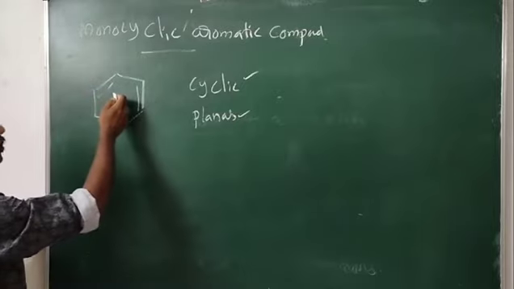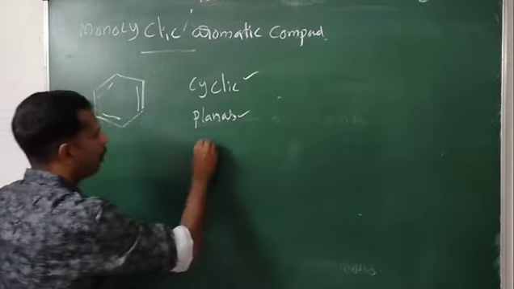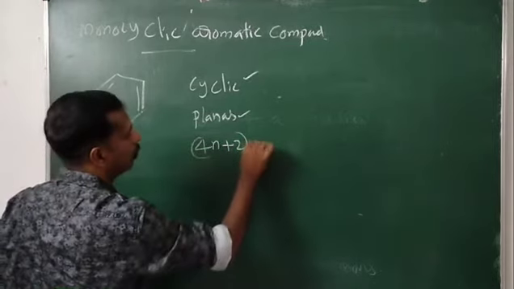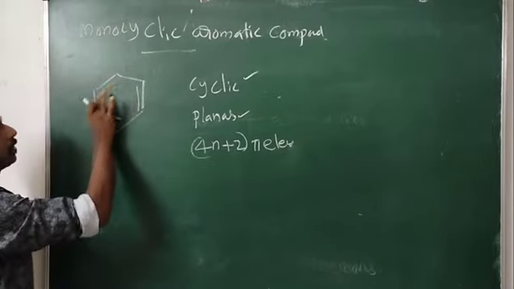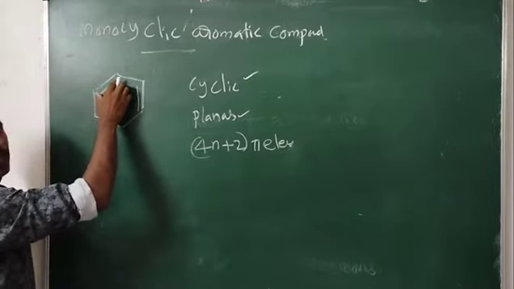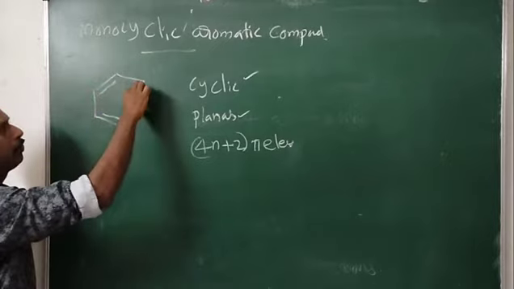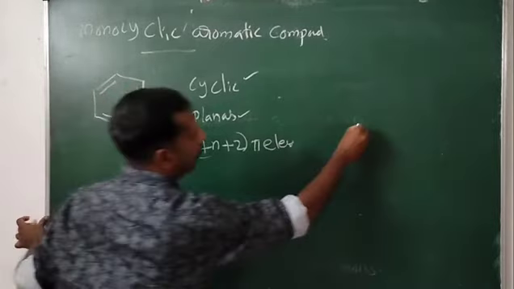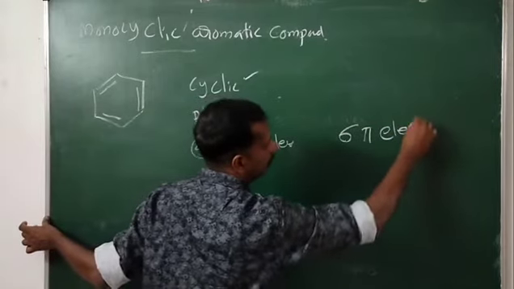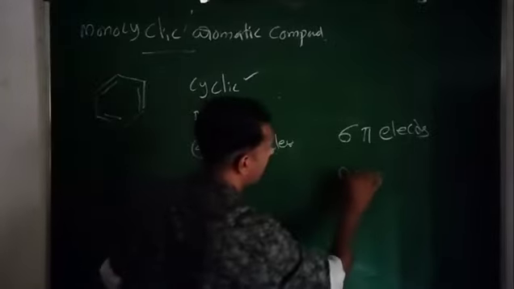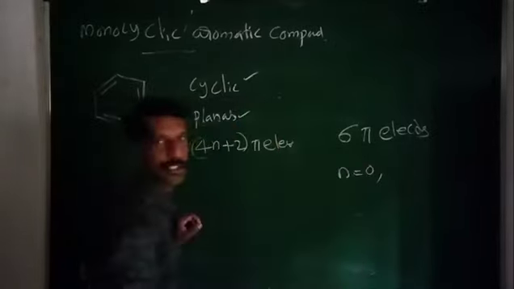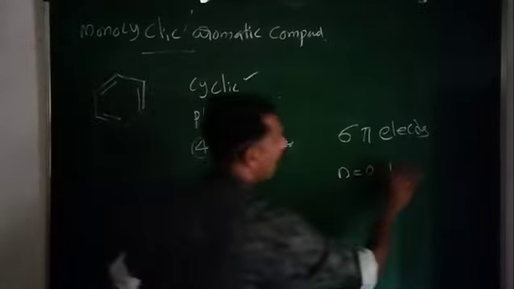And the third condition, 4n plus 2 pi electrons. Look at it here. You have to count the number of pi electrons. This is a pi bond, and a pi bond is formed by 2 pi electrons. So 2 plus 2 plus 2, 6 pi electrons are present in benzene. When you give values of n, n can be 0, 1, 2, etc.